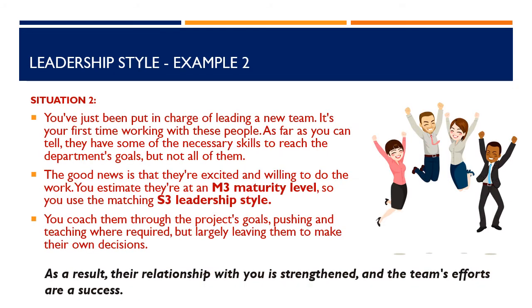In situation 2, you've just been put in charge of leading a new team. It's your first time working with these people. As far as you can tell, they have some of the necessary skills to reach the department's goals, but not all of them. The good news is that they're excited and willing to do the work. You estimate they're at an M3 maturity level, so you use the matching S3 leadership style. You coach them through the project's goals, pushing and teaching where required, but largely leaving them to make their own decisions. As a result, their relationship with you is strengthened, and the team's efforts are a success.